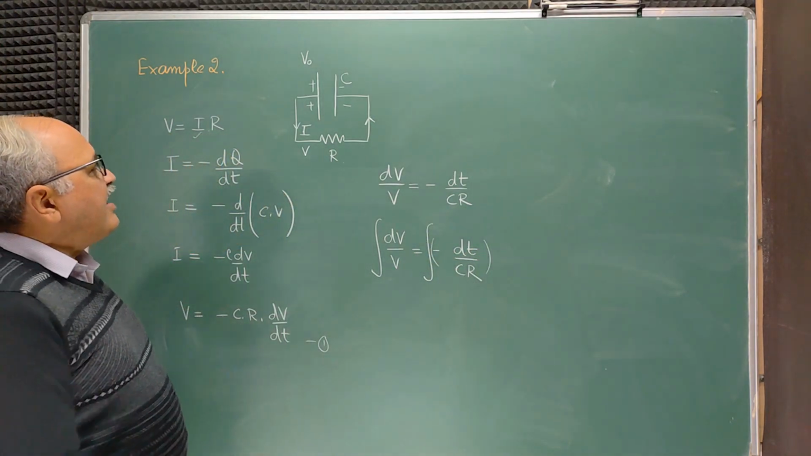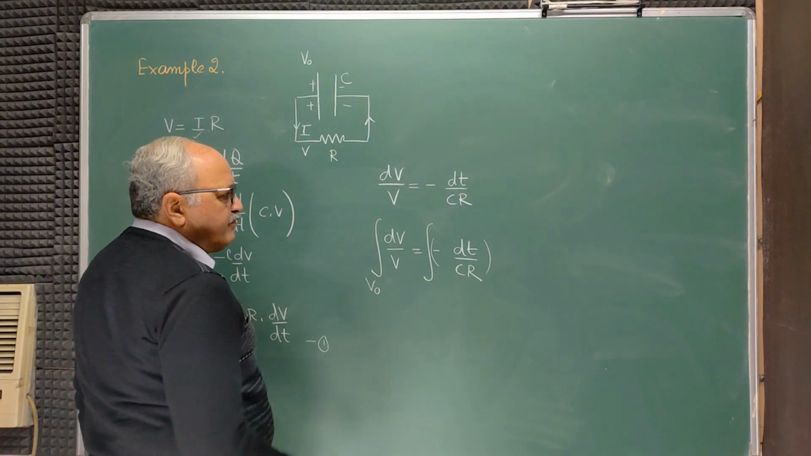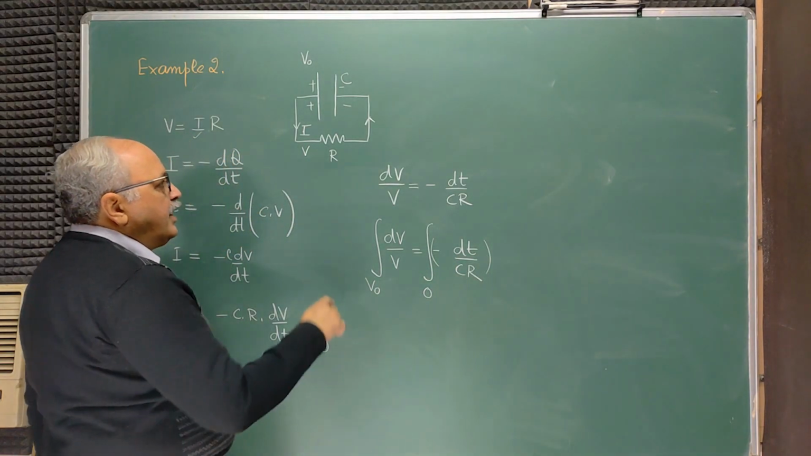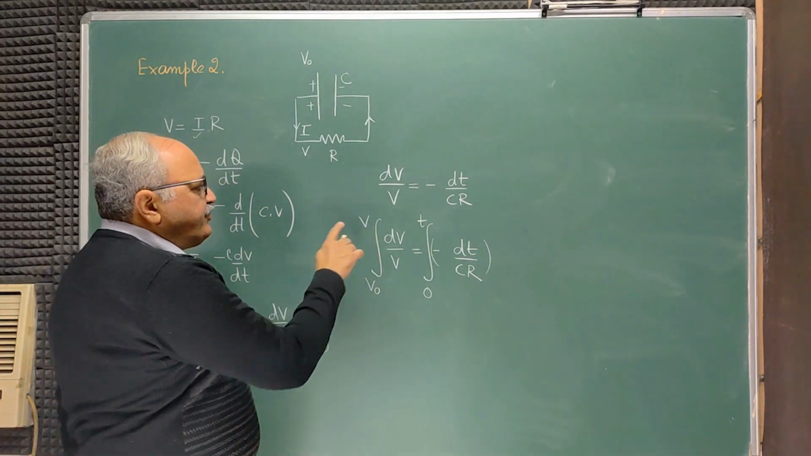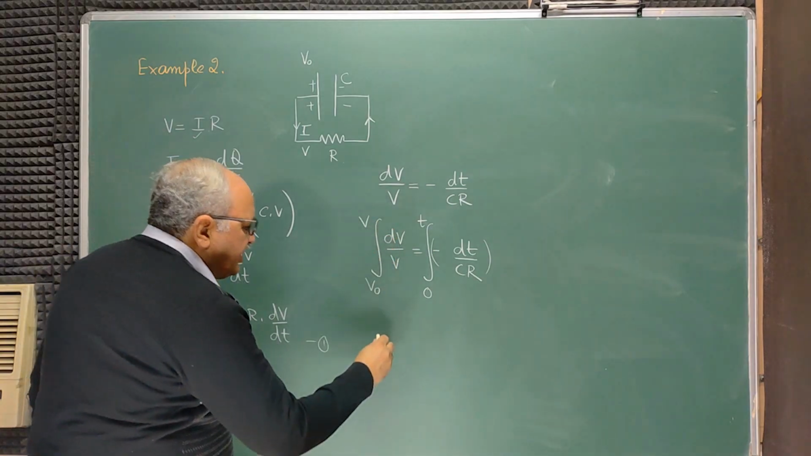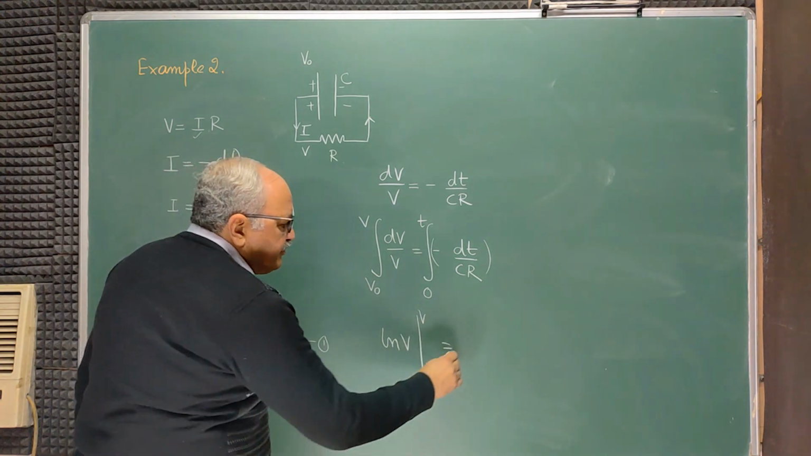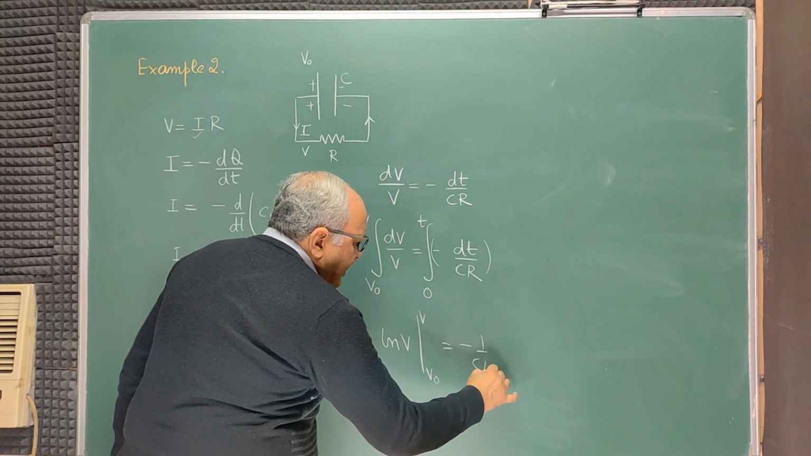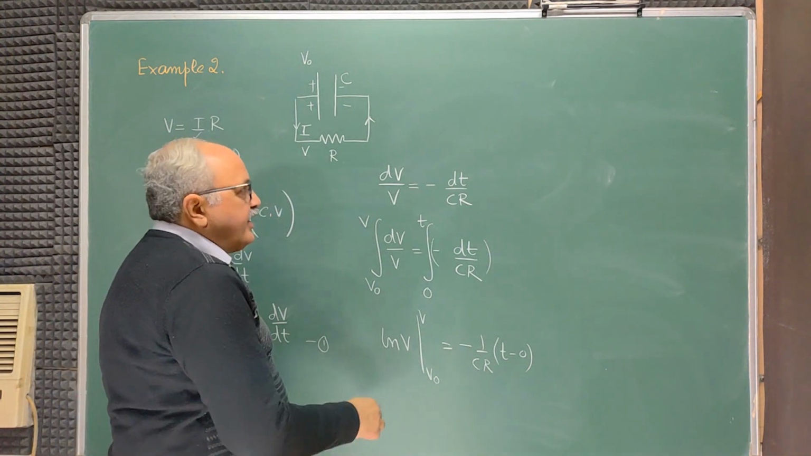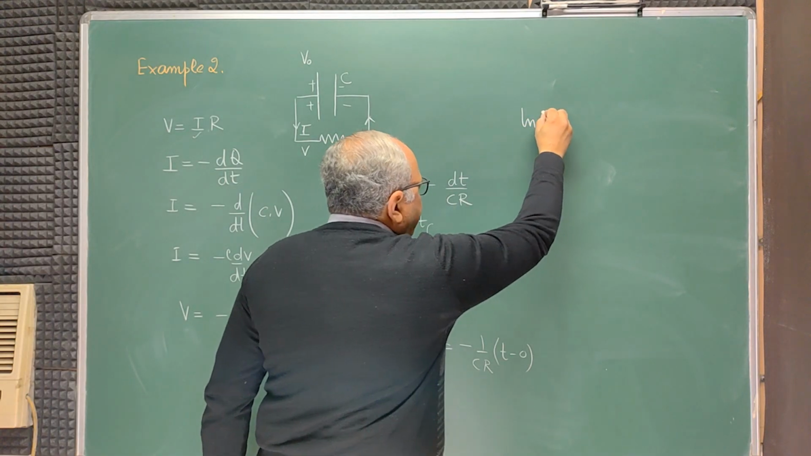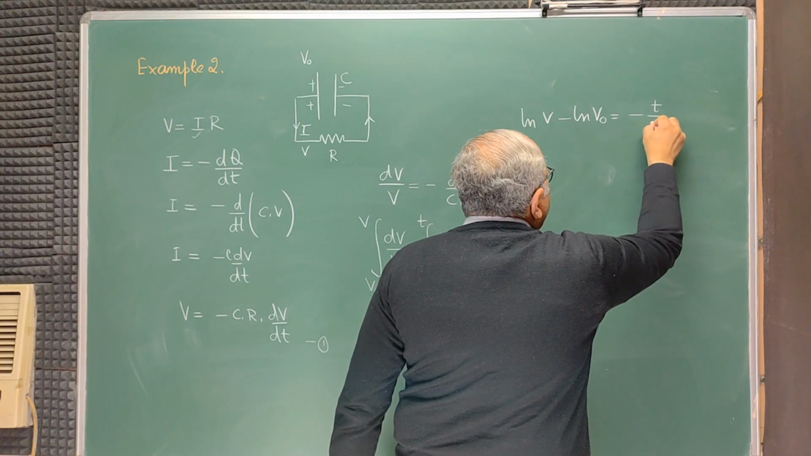Once again, they have given us the initial voltage. So the initial voltage is V0 when the time is 0, and finally at any time instant t, the voltage is V. Once you do the integration, this will give you log V for the limit from V0 to V, with a negative sign, that is 1 by CR, and t minus 0. So putting the value here, we get log of V minus log of V0 equals minus t divided by CR.